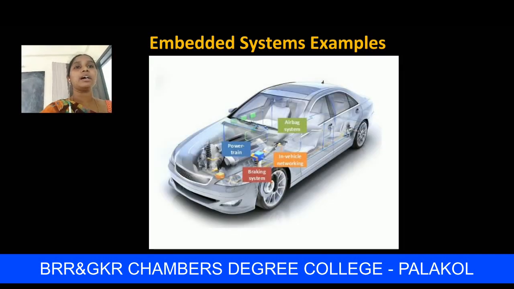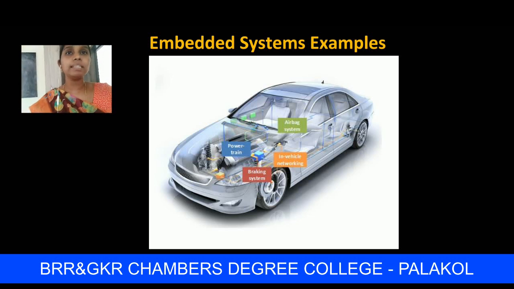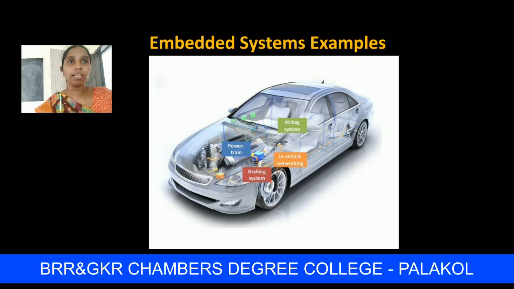So here this is a car. Very much improved technology is there in our cars. That means the car can be locked automatically, the vehicle can be parked automatically, and the vehicle can automatically use any network. And next, it has a powertrain, braking system, airbag system, and so many technologies are used in our daily used cars only because of microcontrollers.